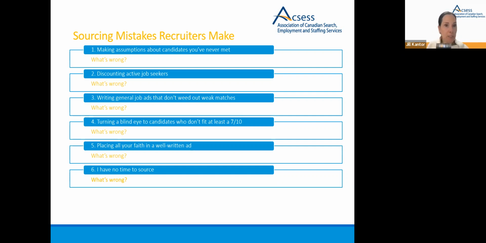Okay, so making assumptions about the candidates that you've never met. Okay, writing general job ads. What other ones out there resonate with people? Number 3, writing the general job ad to not weed out. No, and it's very easy, right? It doesn't take us any time. We take an old job posting for that software developer and repost it under a different client. It's not as specific. What other ones resonate for people?